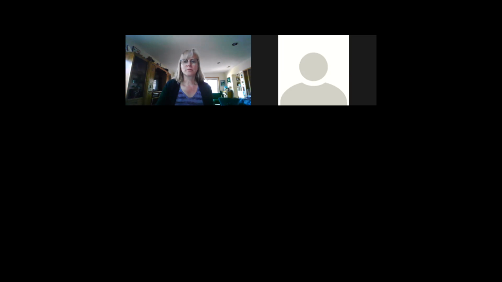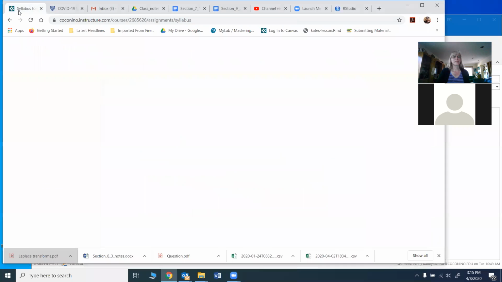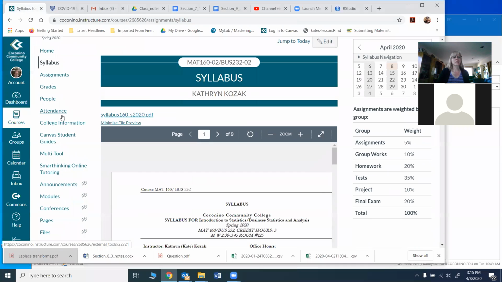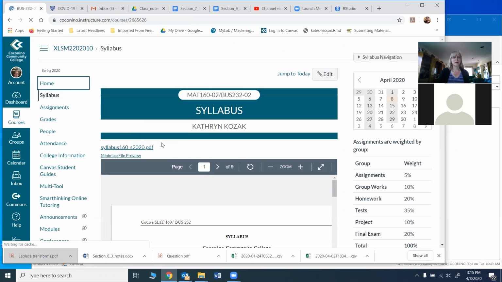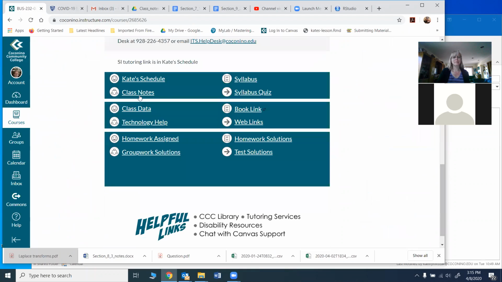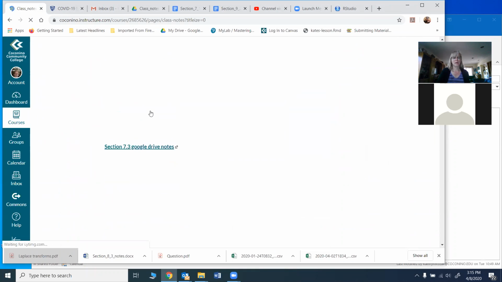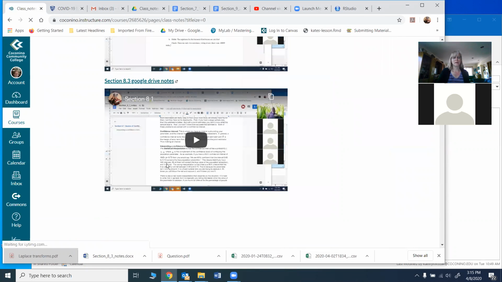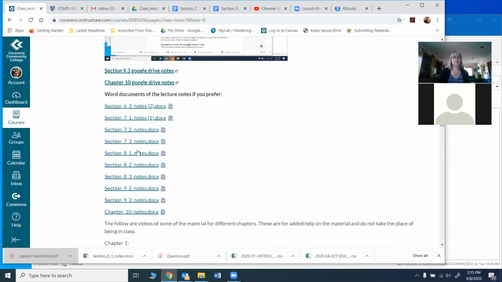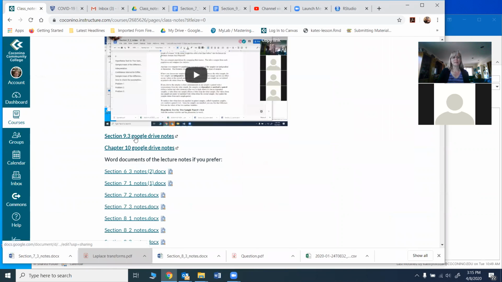So I'm going to go back to sharing my screen. And we're going to talk about the other one. We're going to go into our course, and we'll look at section 9.3, which is independent samples. So in the class notes, we're going to come down here to the Google Drive over section 9.3. Oh, hit the wrong one. Okay, I'm at the wrong place. Okay, 9.3. Here we go.